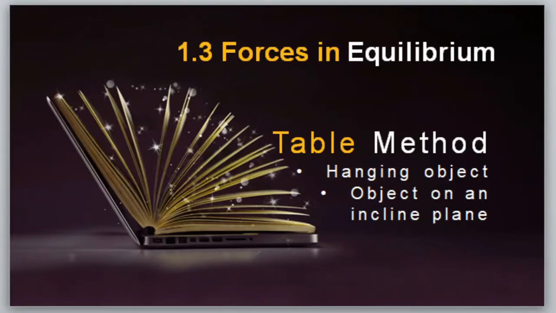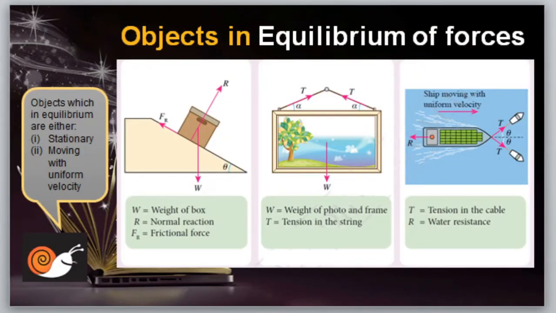Now we will continue our lesson in 1.3 forces in equilibrium, and we will solve problems on hanging object and object on an inclined plane by using table method. So these are examples of objects in equilibrium. The objects which are in equilibrium are either stationary, like the first and the second example. The first example is an object on an inclined plane but is stationary. It means that it does not move. And also number 2, the object is hanging on the wall.